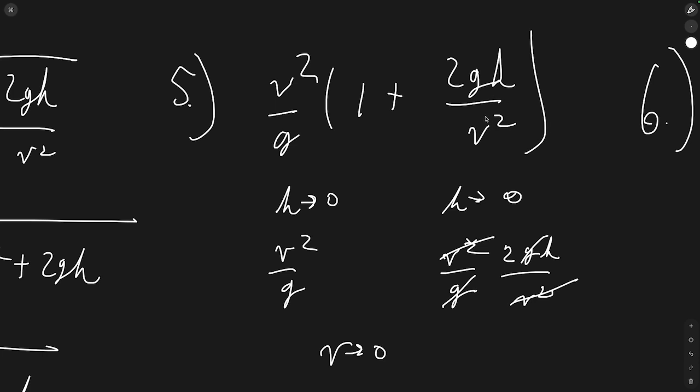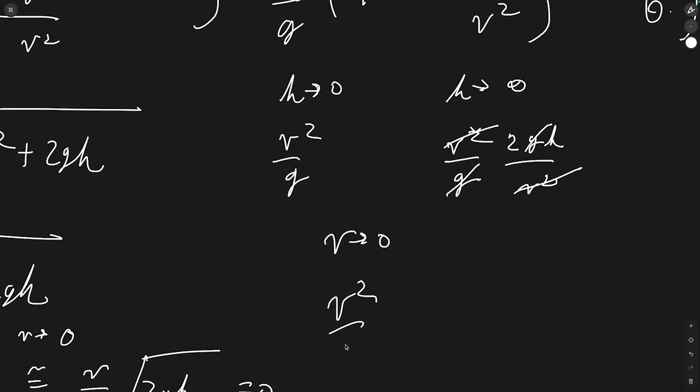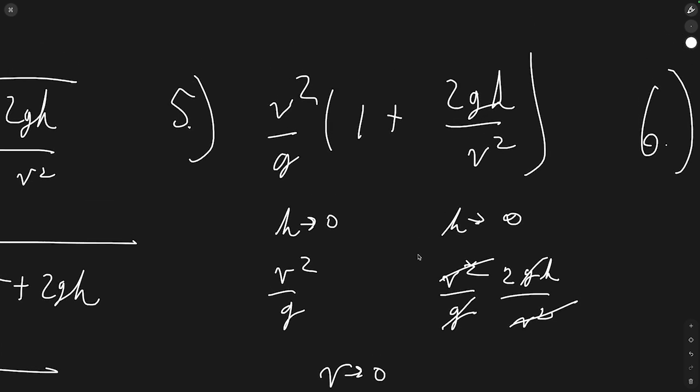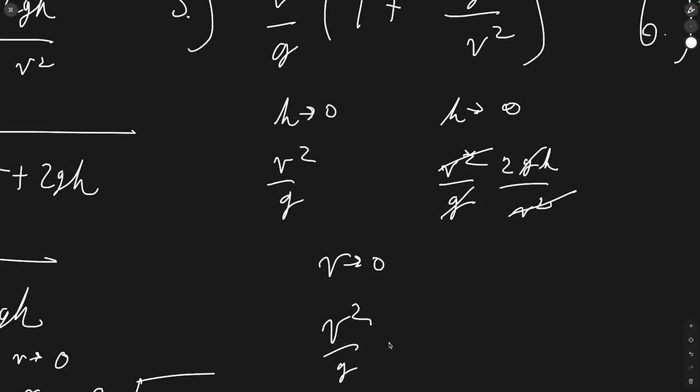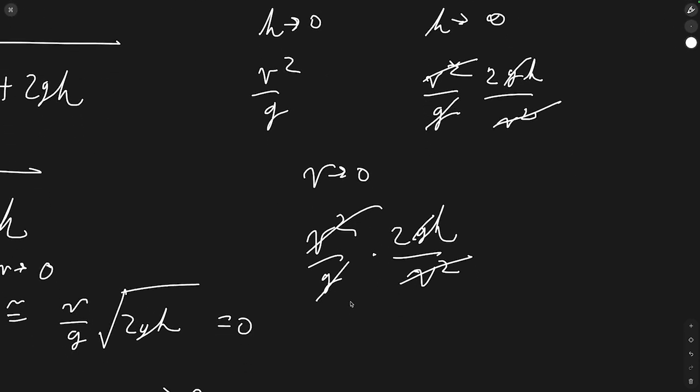This becomes the dominating term. Right? So you're left with this. And then maybe this happens, and this happens. When v goes to 0, we're left with 2h.